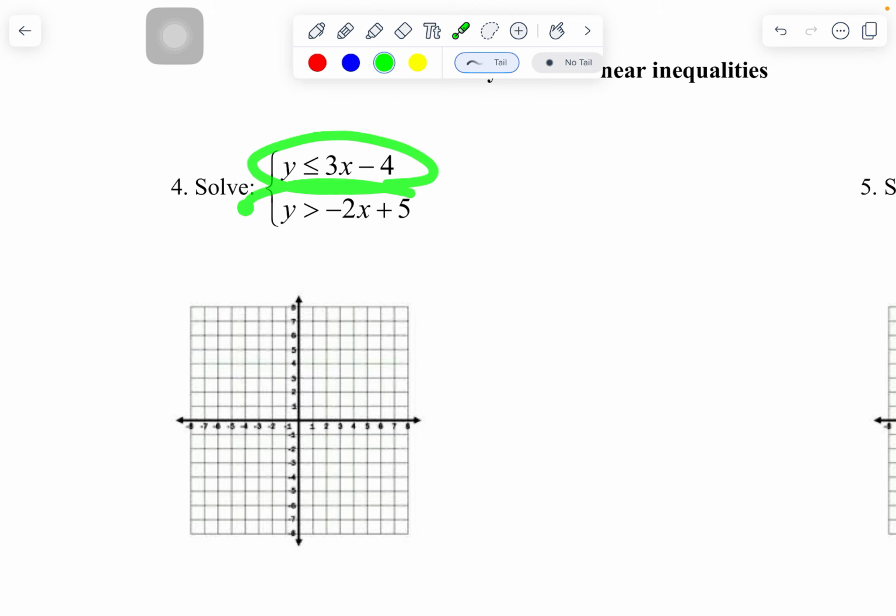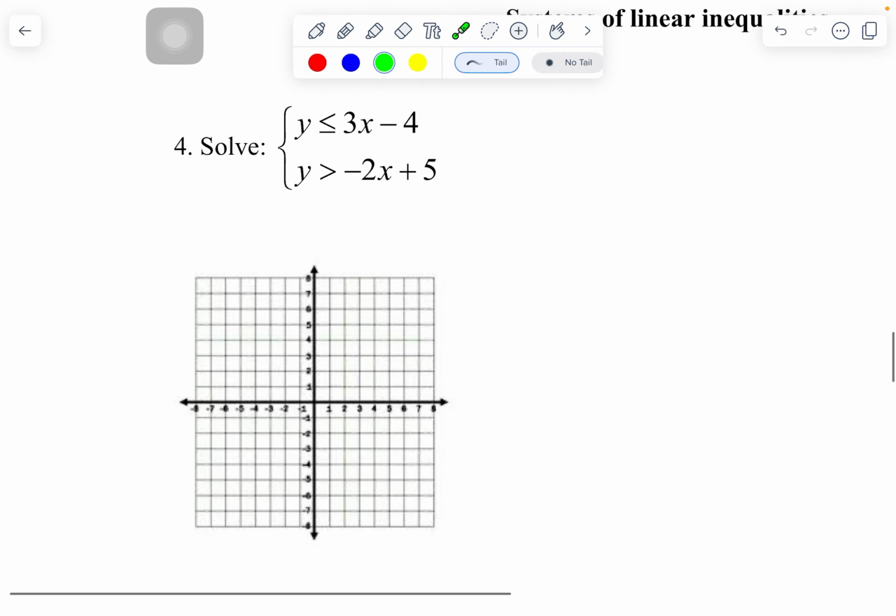We're going to graph two of these together, and we're going to look for where the shading of this inequality overlaps the shading of this inequality. That overlapped shading is the overall answer to the system. There's no one point. There's going to be a whole bunch of points that are shaded in, hopefully, that will fill in and solve this system.